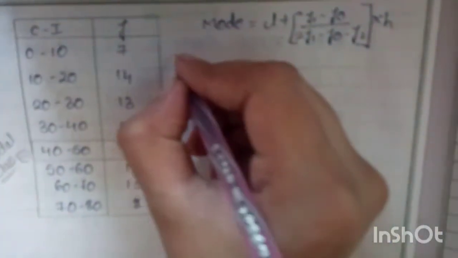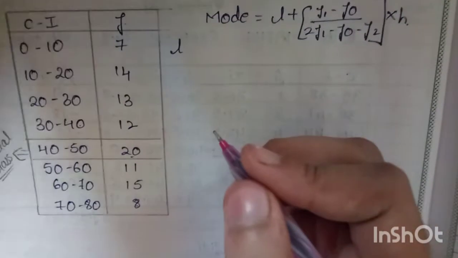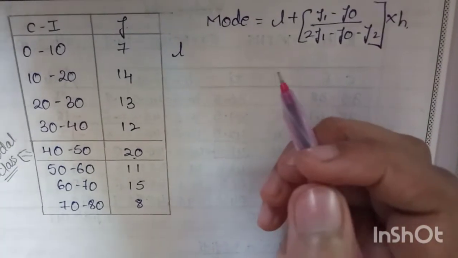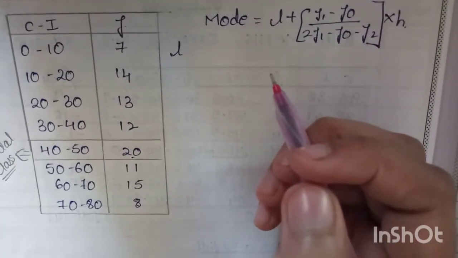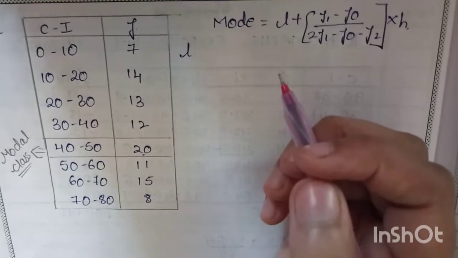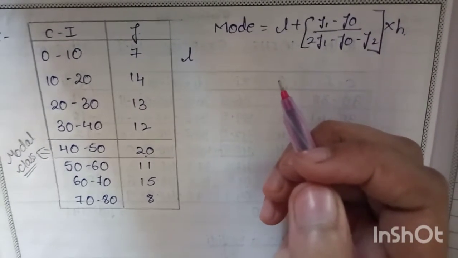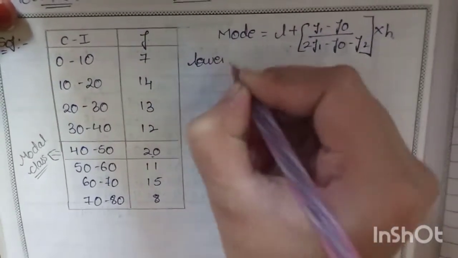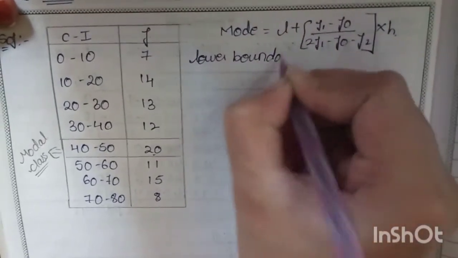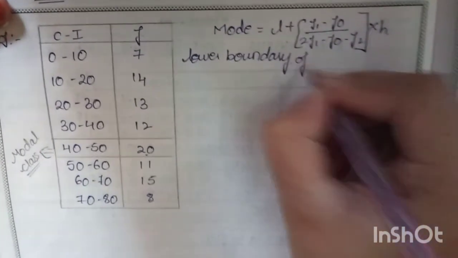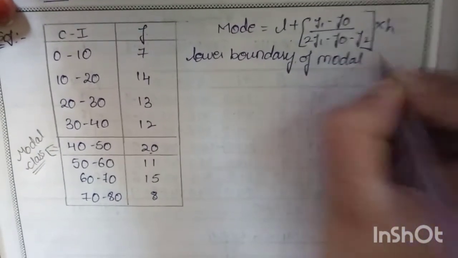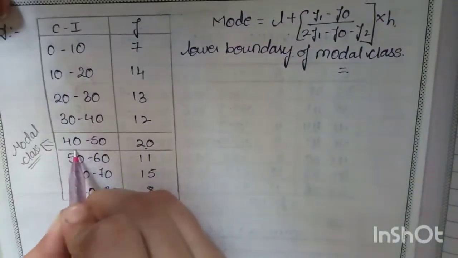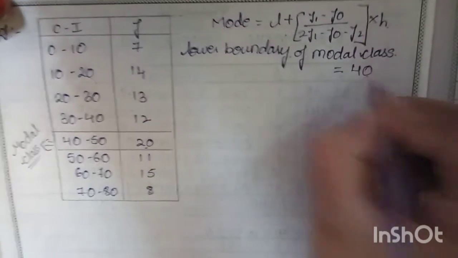So every time remember friends, you have to write all the sentence of each term. Even it may be in exam or while practicing. In exam it is mandatory because you will be getting marks for this also, and while practicing also if you write, you will remember far better. Okay, so lower boundary of modal class. So what is the lower boundary of the modal class? It is 40. So L is 40.